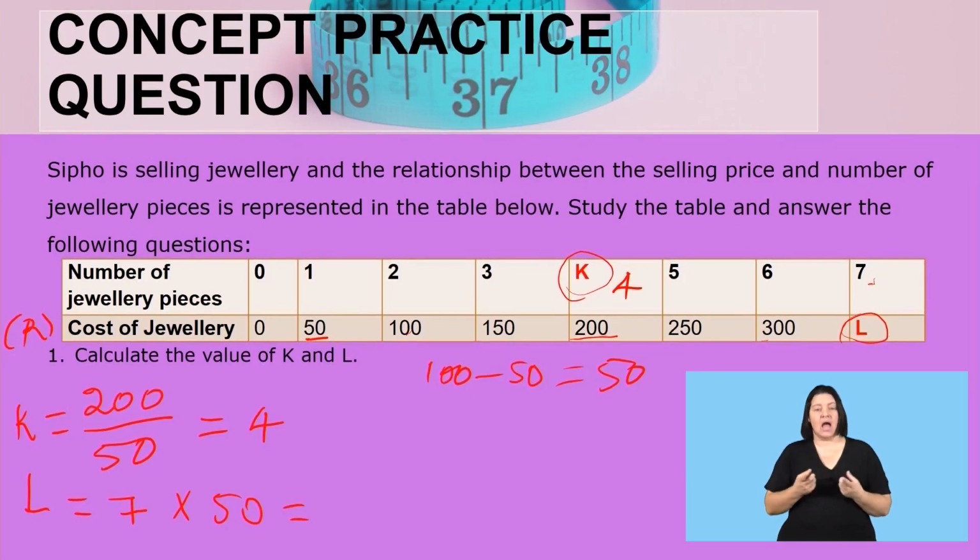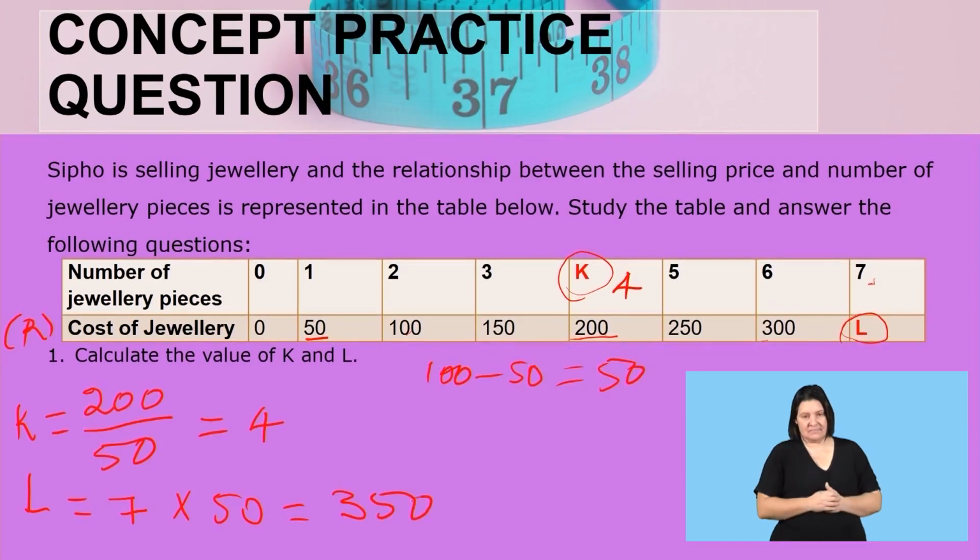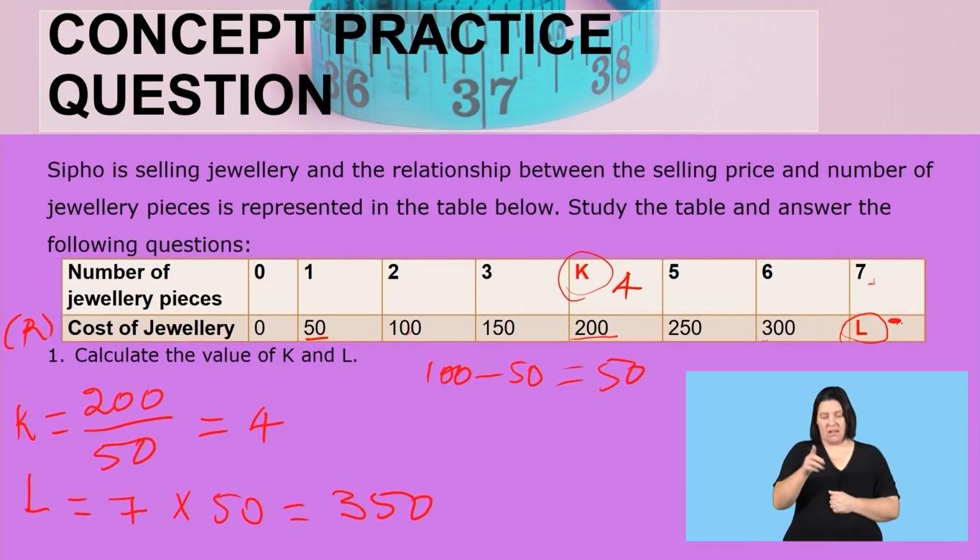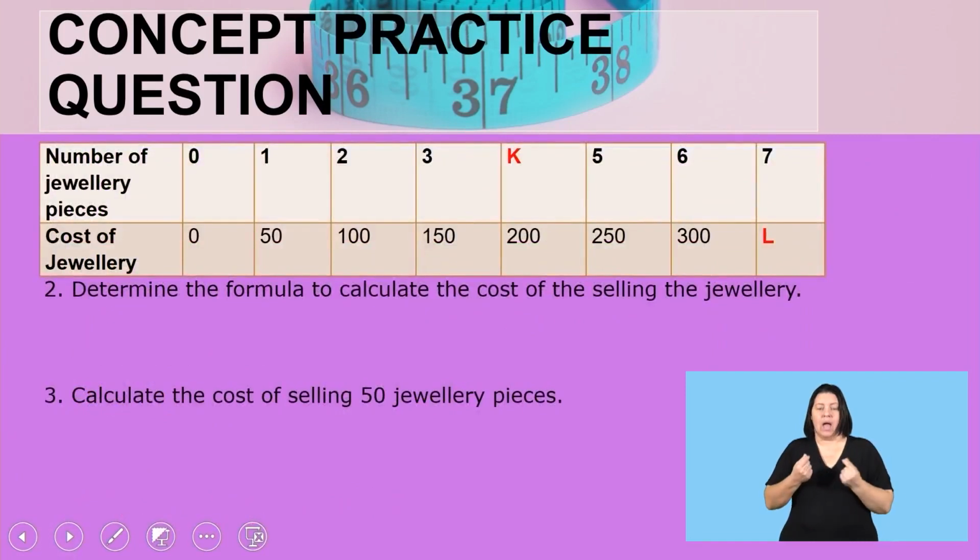Therefore, the cost is going to be 7 multiplied by 50, which is 350 rand. So on that table, you can just write your 350. So we've calculated the cost that we are going to have for 7 pieces of jewelry.